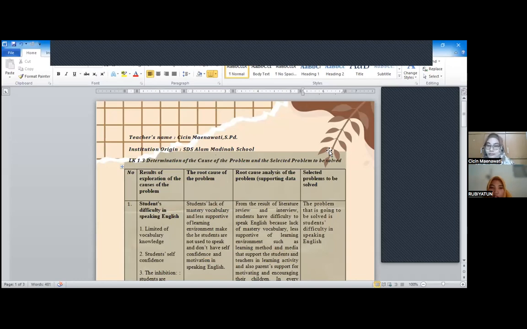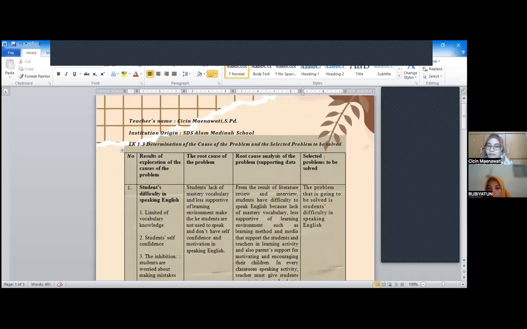My question is in the first problem about speaking. Can I give a suggestion for Miss Cicin? For example, for the elementary students, the teachers should give targets for them. For example, in the first semester, the student must master 100 vocabulary, and then when the teacher teaches, the teacher should give the students vocabulary.